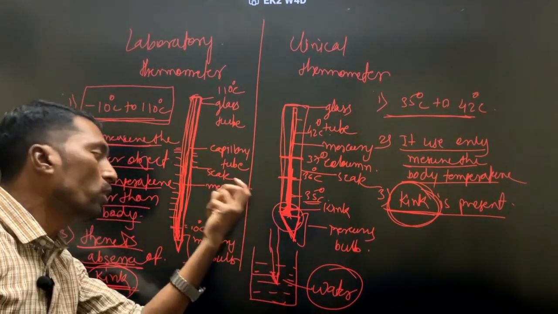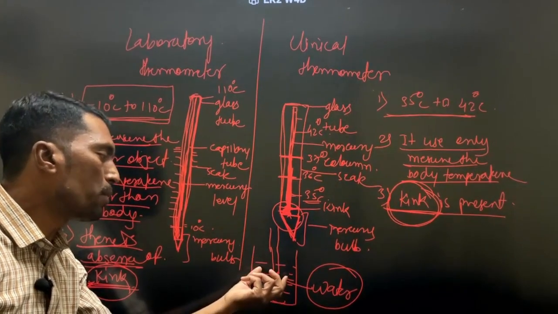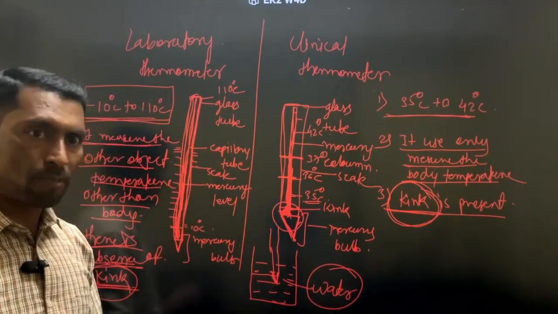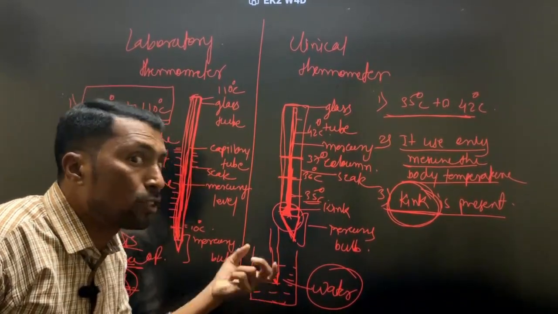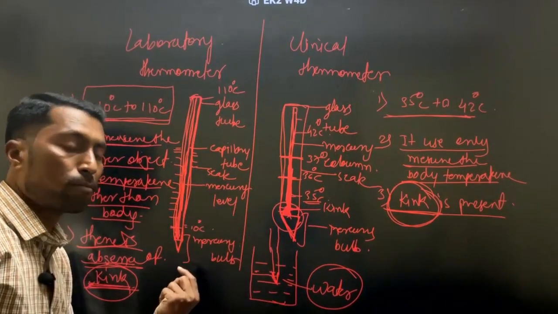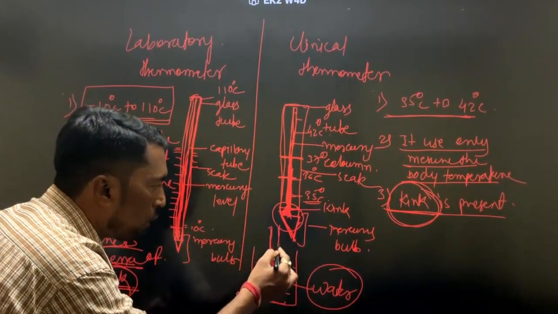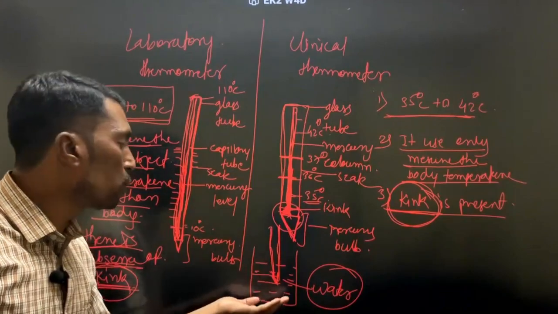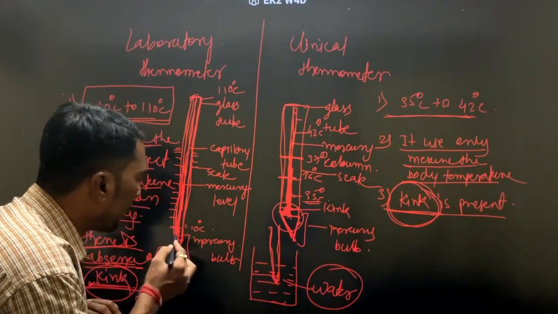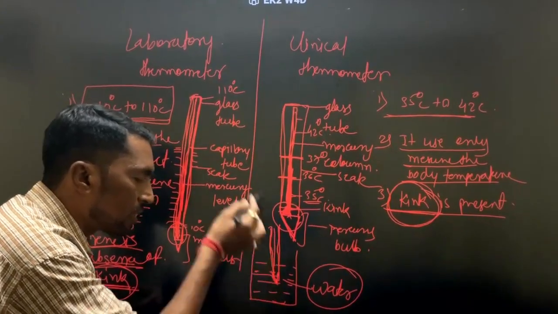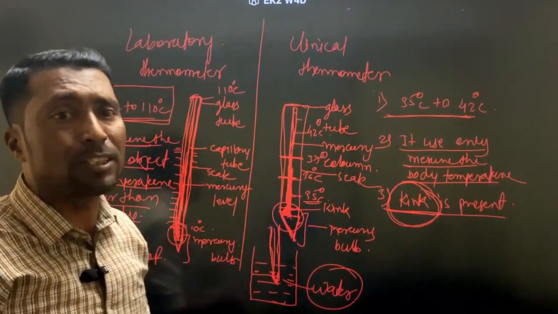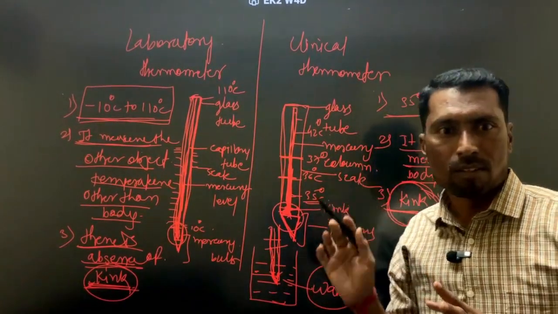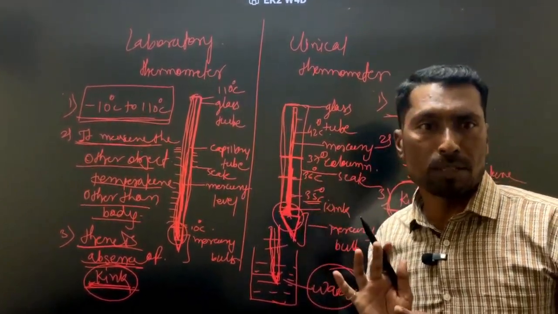If we remove the laboratory thermometer from the water, we cannot get the correct measurement of the water. We will not know the correct temperature of this water once we remove it, because there is no kink present, so the mercury level suddenly falls down. We cannot get the correct measurement. From that, we have to place it only here and take the readings only by using a laboratory thermometer.